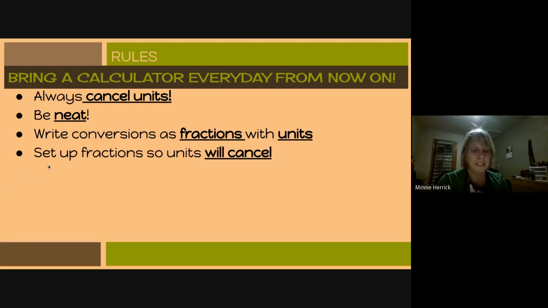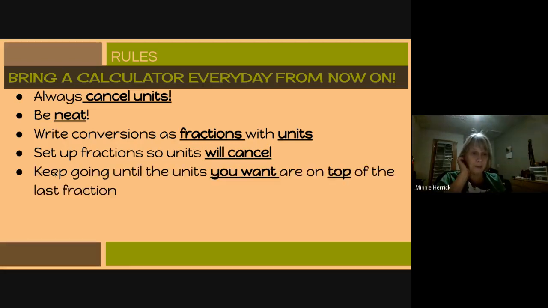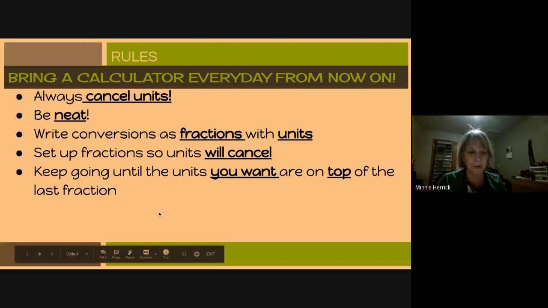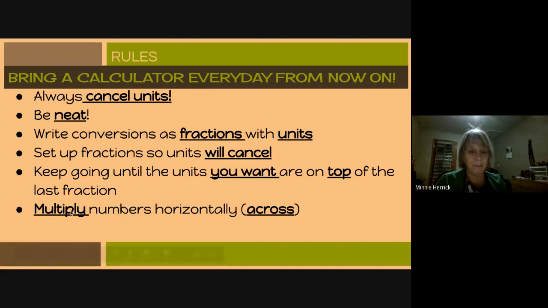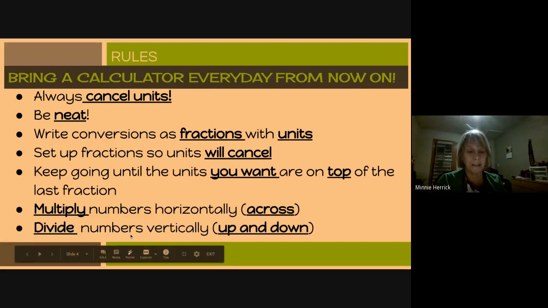Okay, so you're going to set up the fractions so the units will cancel. The top unit will cancel with the bottom unit. And then you keep going, canceling out units so that the top of your last fraction is the unit that you're trying to go to. Okay, the top of the last fraction. And then you're going to be multiplying the numbers horizontally. When you go across, you're going to multiply, and when the numbers are going up and down, you're going to divide.